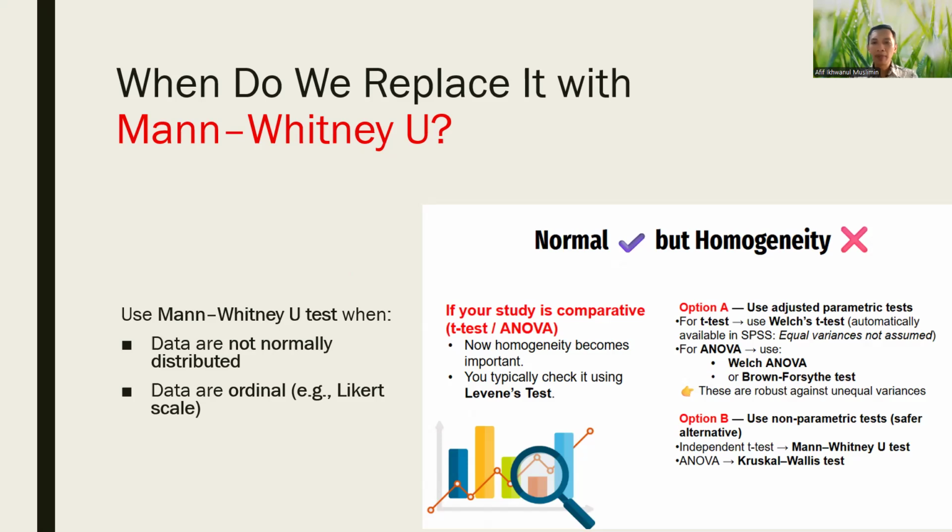Sometimes it happens that the data is normal, but the homogeneity test shows that the data is not homogeneous. So use the Mann-Whitney U test when, first, the data are not normally distributed or the data are in the form of ordinal scale. If you remember when we discussed the Spearman correlation test, we learned about a kind of data called ordinal data.